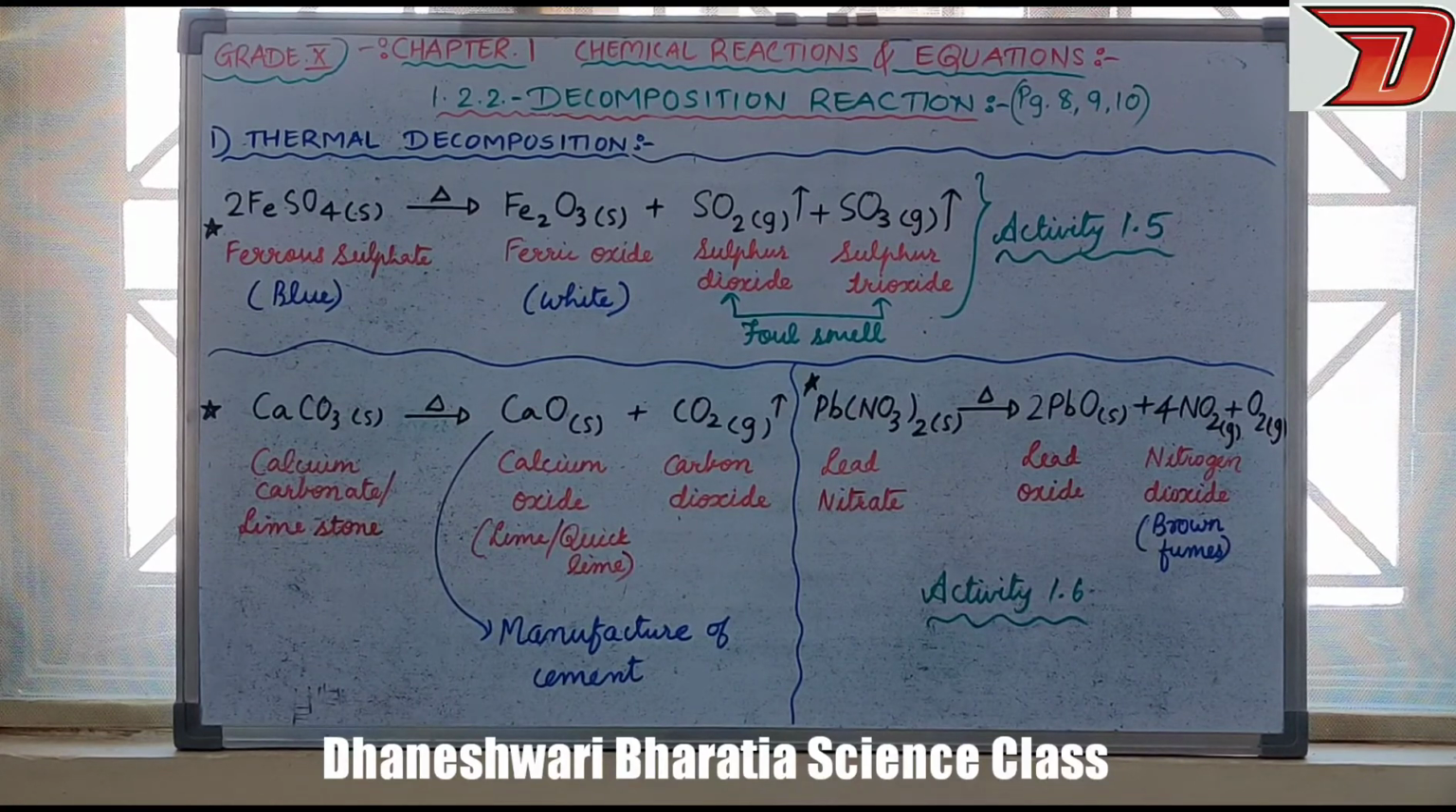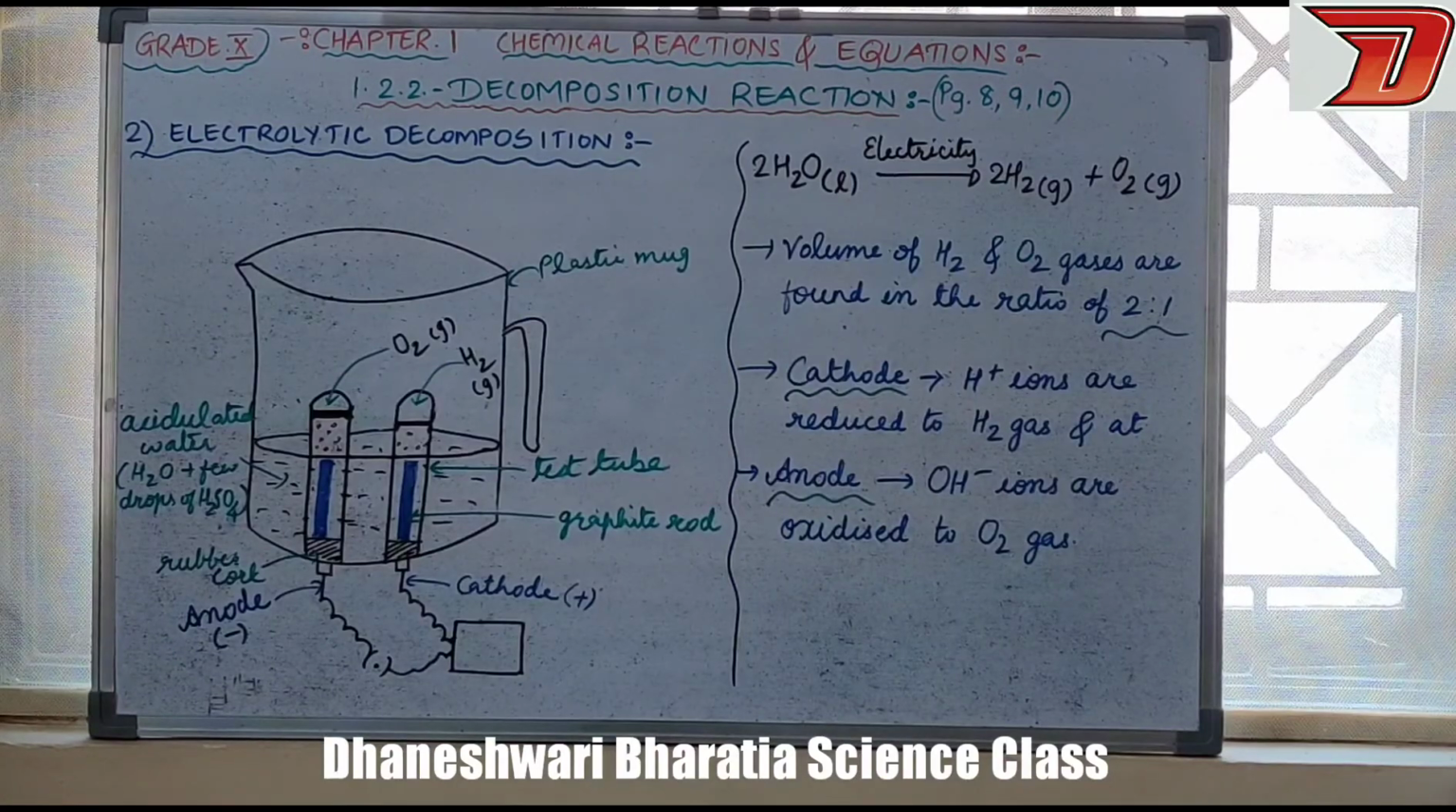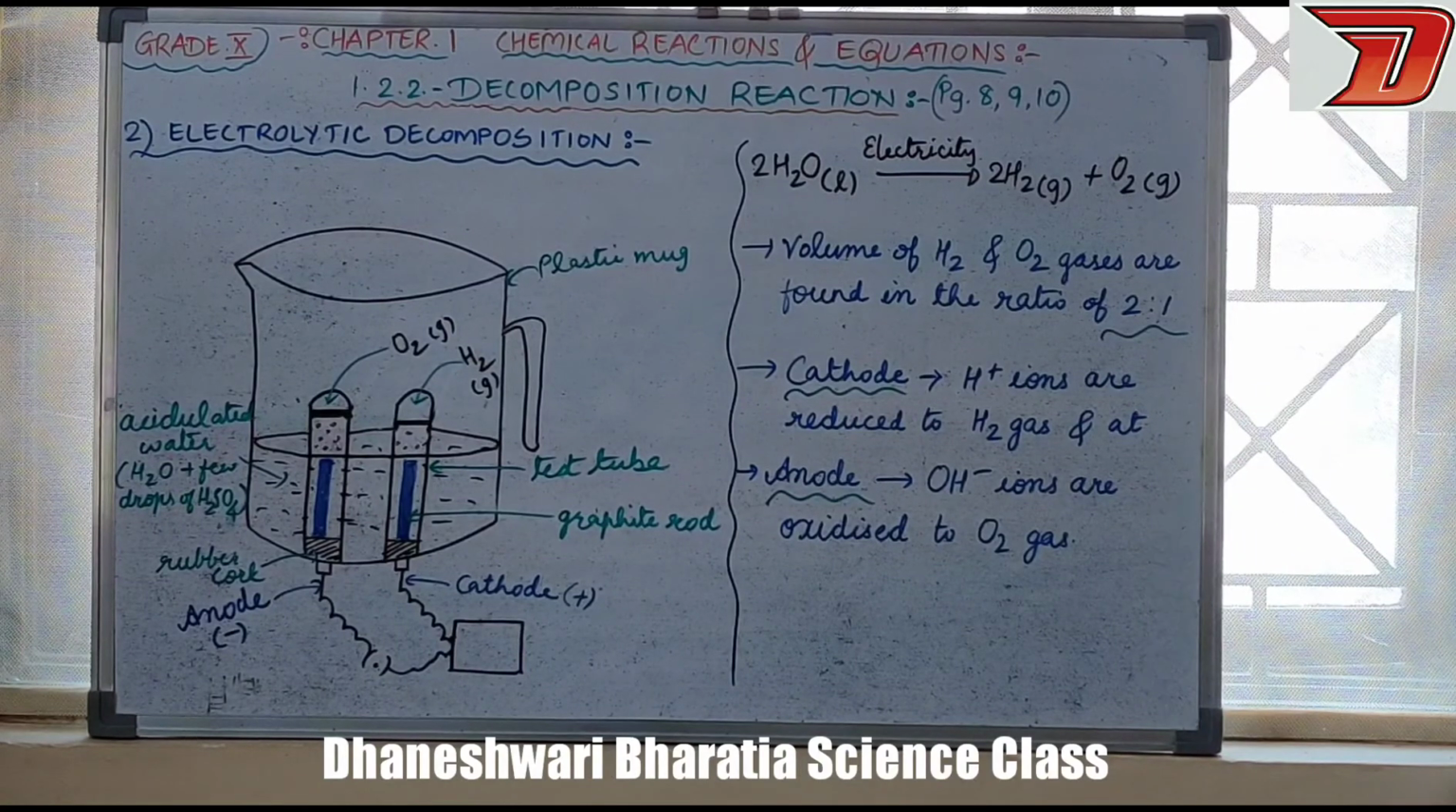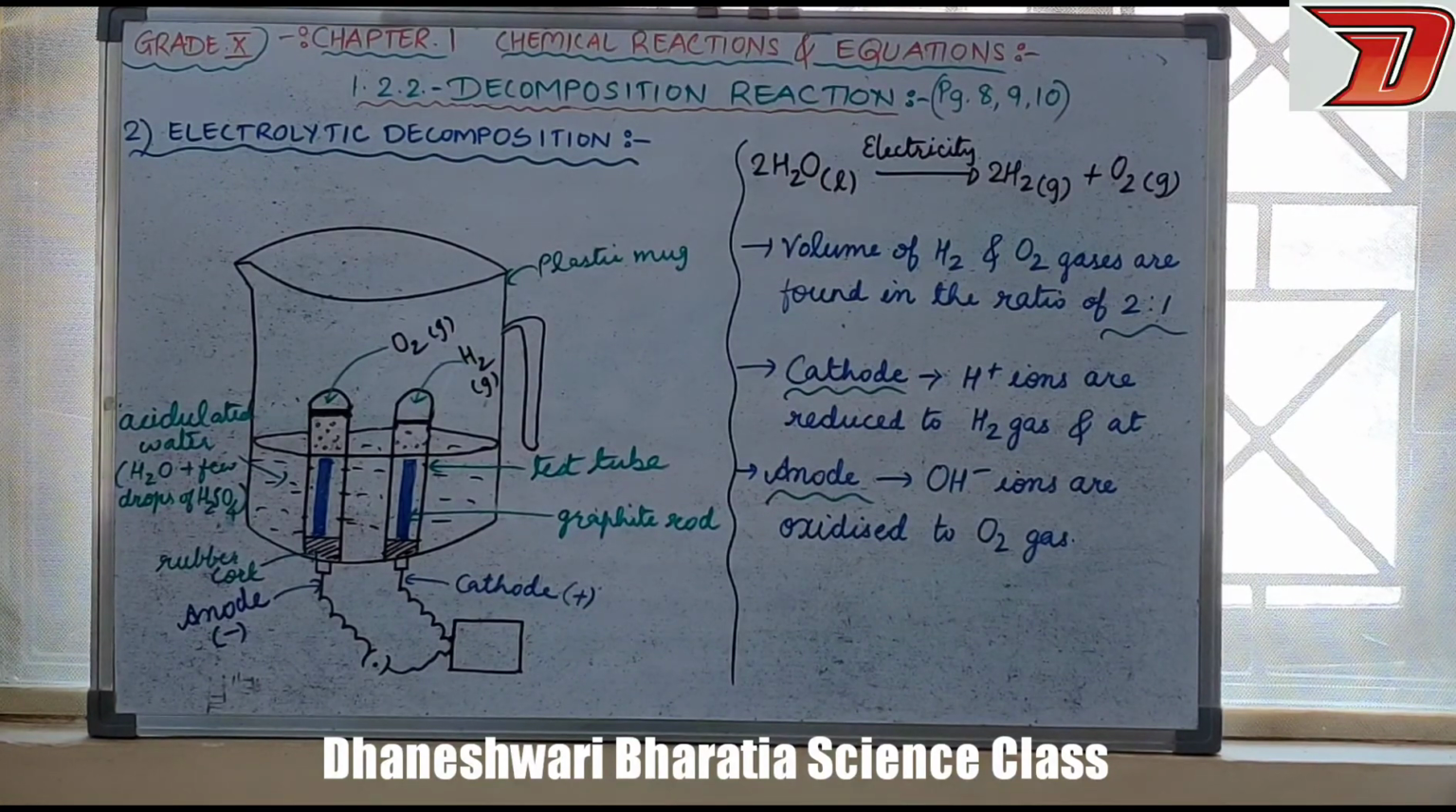Okay. So now let us move to the second type of decomposition reaction, that is electrolysis or electrolytic decomposition. Now the next process is the electrolytic decomposition, which is also known as electrolysis. Fine. This is extremely important from exam point of view, because many a times it is asked in 3 marks.